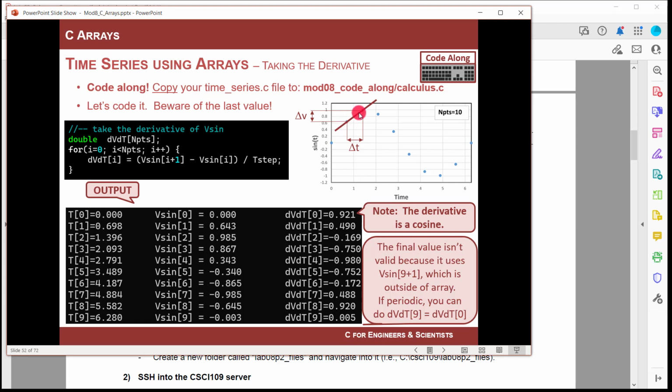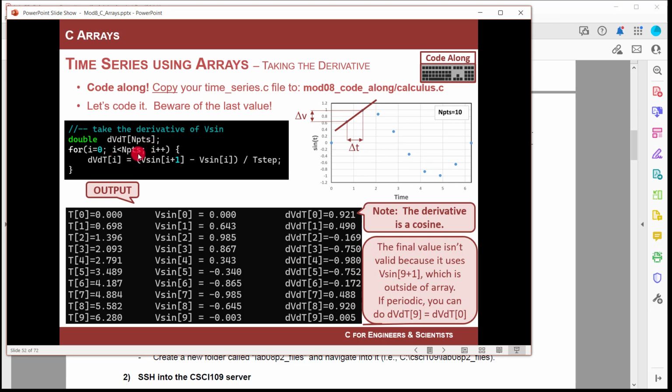And you look at the difference in V, that's going to be your delta V, divided by delta t. So that is the slope of the line, and that's what we call the rate of change of the line. And you do that at every point across here. And this is the equation for it.